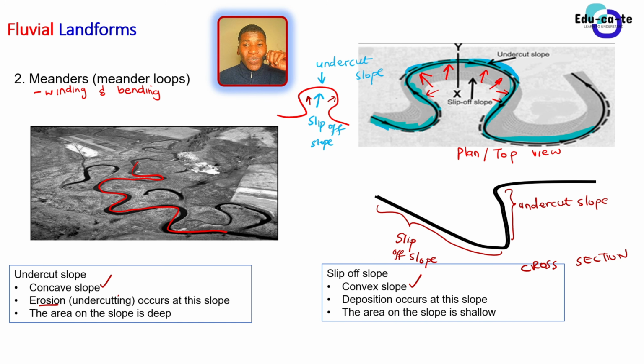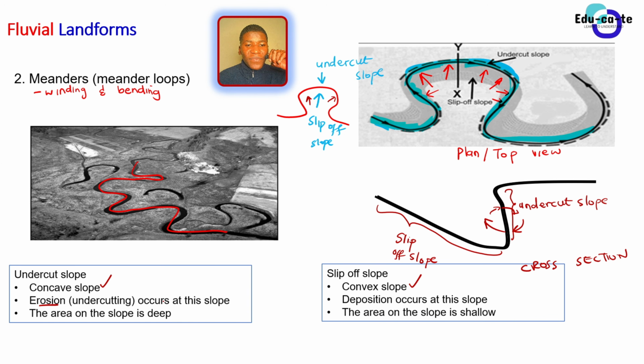We say the erosion is known as undercutting because it is actually cutting from under, from beneath the river. So basically this is undercutting that's going on. It actually scoops out the soil and the sediments. It erodes them out from the surface.